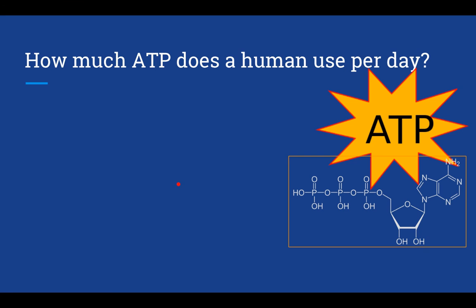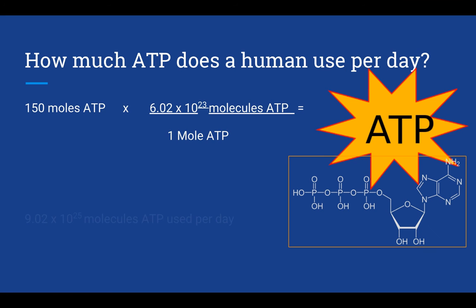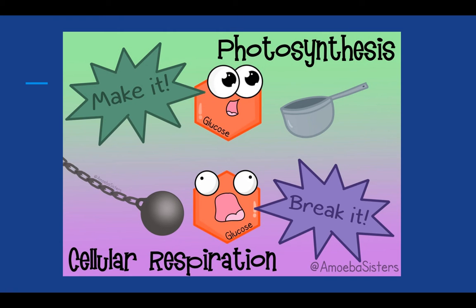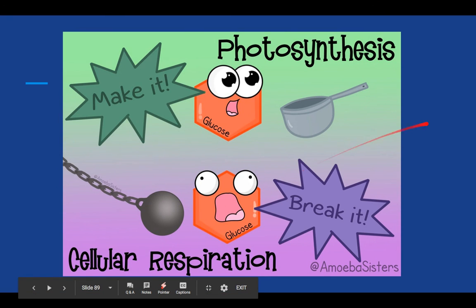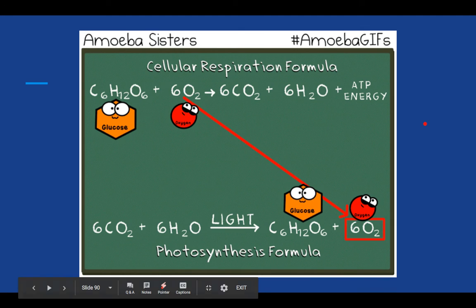I love this little picture. Photosynthesis is where we make glucose. We store the energy right in those bonds. And then cellular respiration, we break it up and we release the energy to be used by your cells.